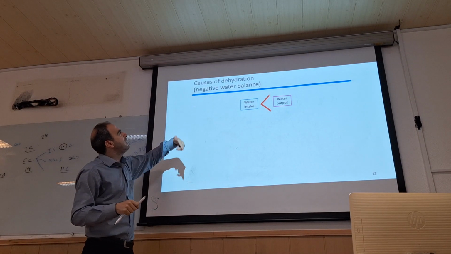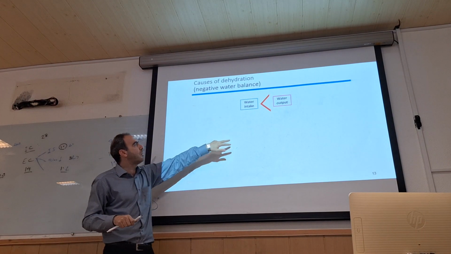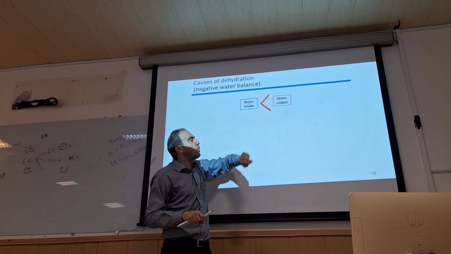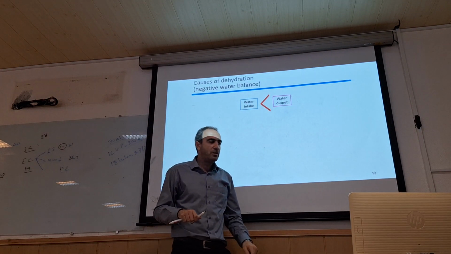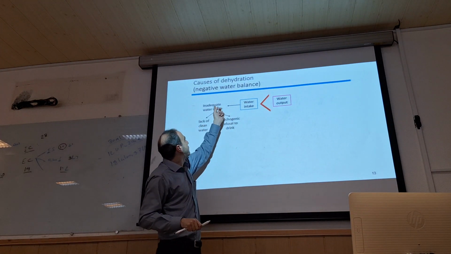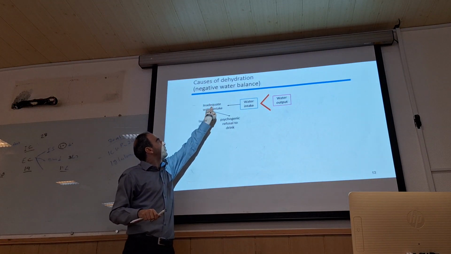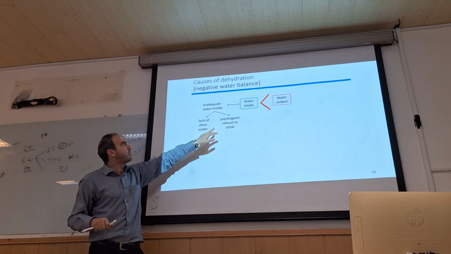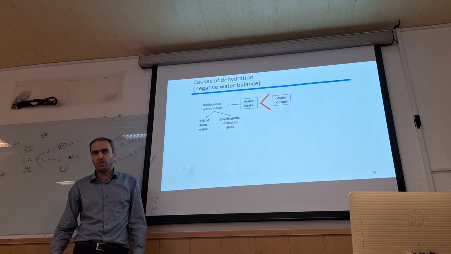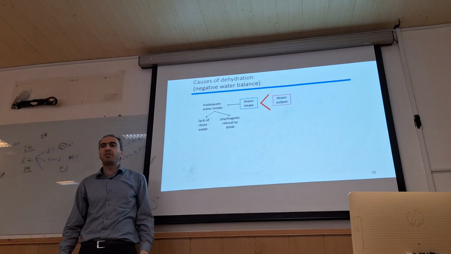But sometimes this balance will change. The main reason for the imbalance is when the water output is more than water intake. What is the reason for this situation? Water intake is related to inadequate water intake. It's due to two reasons. One, lack of clean water. We don't have access to clean water. And the second reason is a psychogenic refusal to drink.